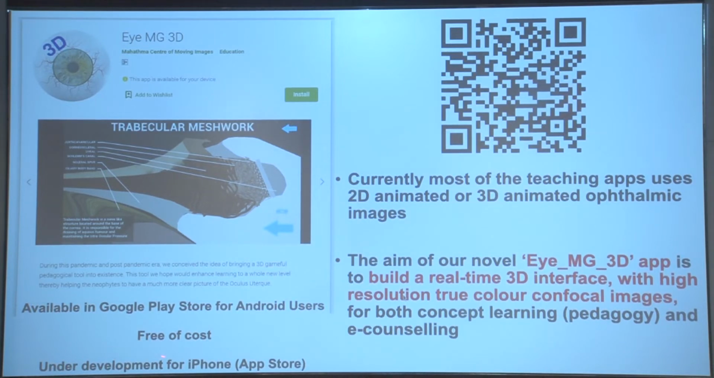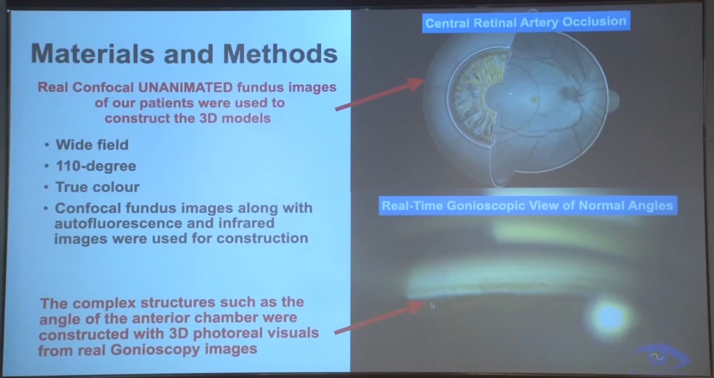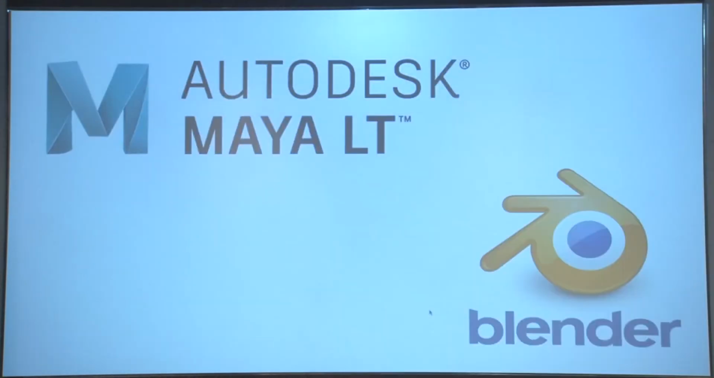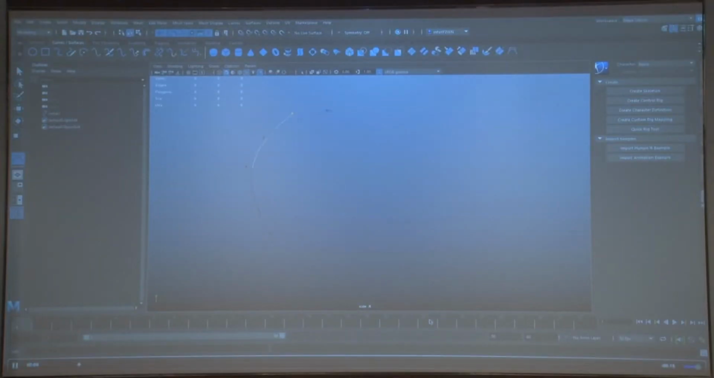So we have no financial disclosure, but we have given it free of cost. And this is a QR code. It's available on Android. It is being developed for iPhone. We have used wide-field 110-degree true color fundus images, and for the anterior segment, we have used real gonioscopic structures and slit lamp images. And we use the software Maya LT and Blender to create the 3D models.